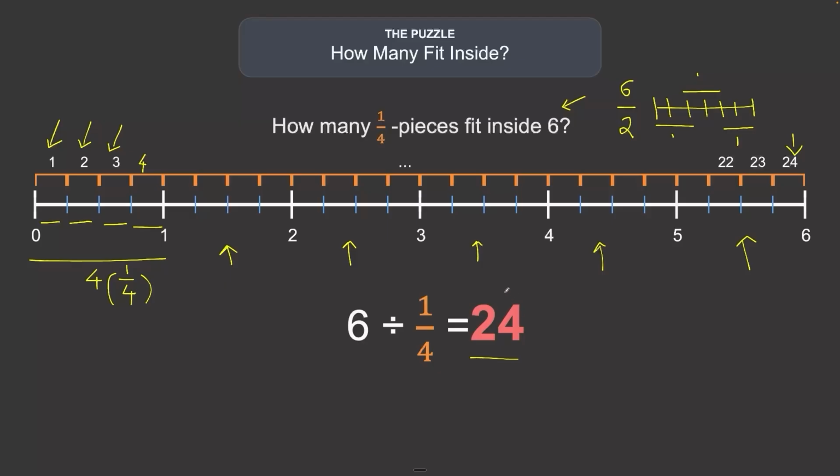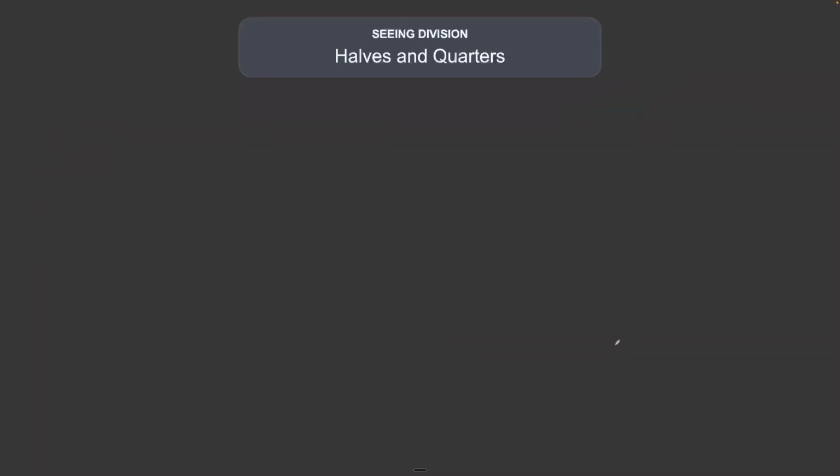So that means the number 24 is much larger than 6. That gives you an interesting clue. The answer is bigger than 6. Let's understand this better. It all comes down to how you see division. Let's work with more examples.